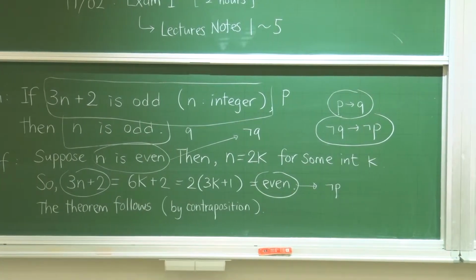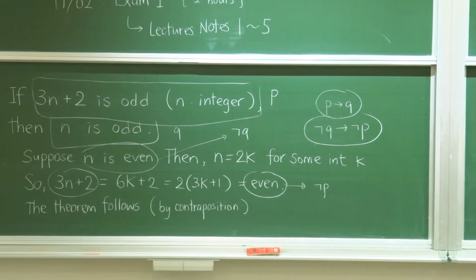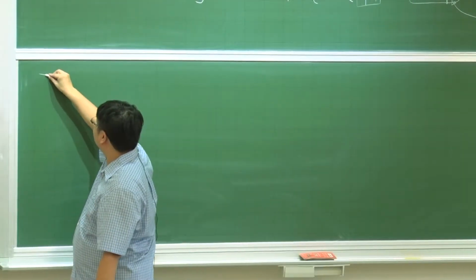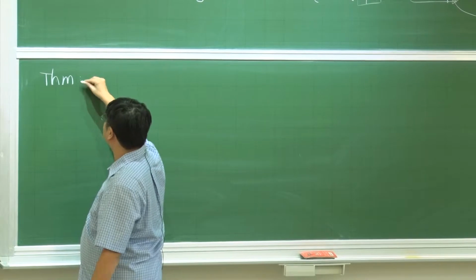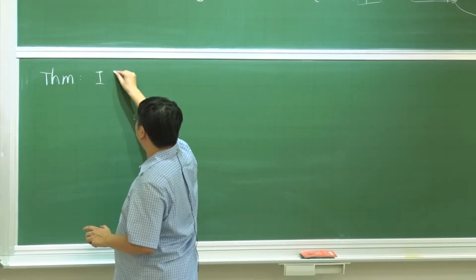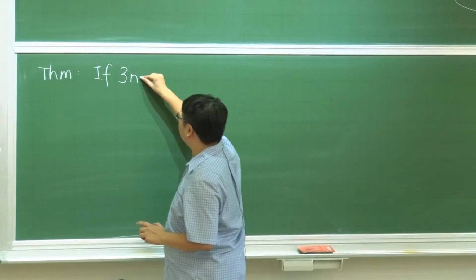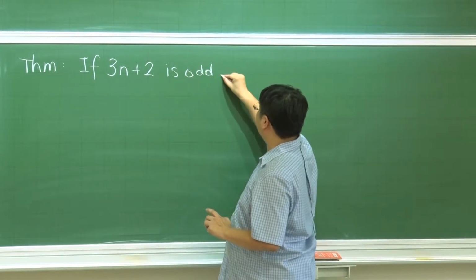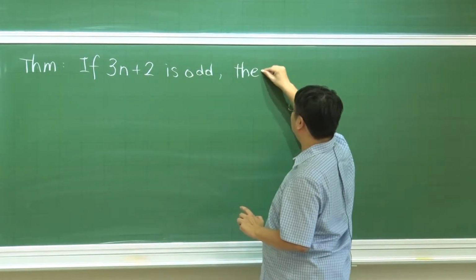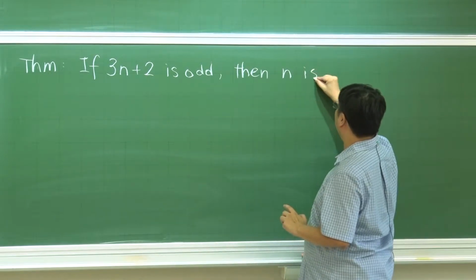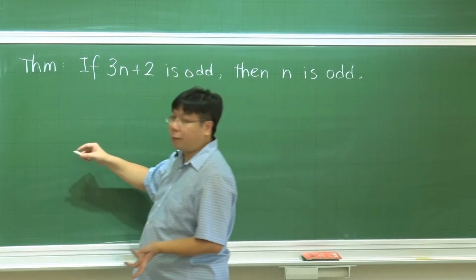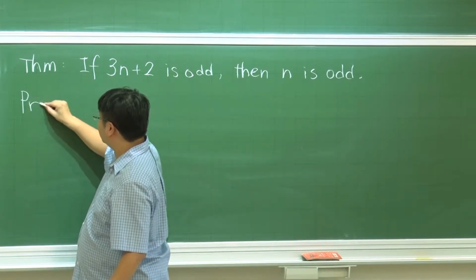Okay, we now try to prove this again, but using proof by contradiction. So let me copy it again. So this is the theorem that we have. If 3n plus 2 is odd, then n is odd. Okay, and we are now proving this again in a different way.